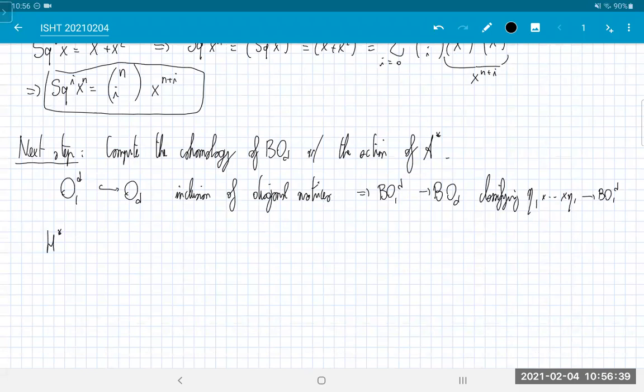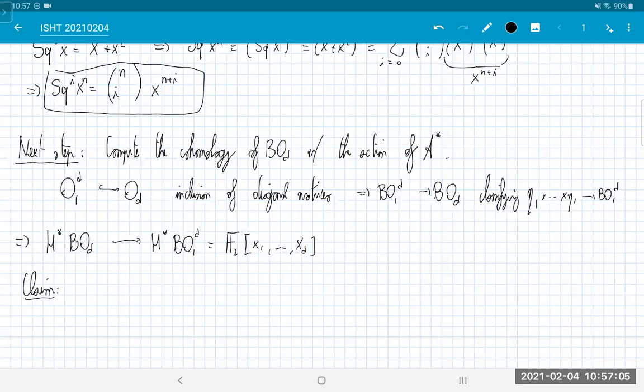So we get a map from the cohomology of BO_d inside the cohomology of B(O_1)^d, which by the Künneth formula is just, I'm going to call it, F_2[x_1, ..., x_d]. And the claim now is that this map is injective, with image the symmetric polynomials.